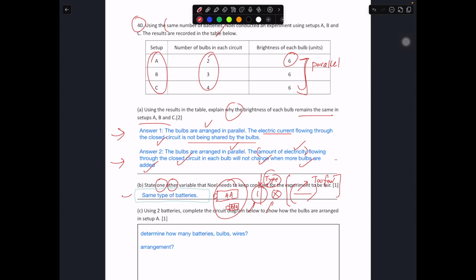So the straightforward answer is same type of battery. Same type of battery, it must be the same so that you will ensure that it is a fair test, because you don't want the power in the battery to affect the brightness in any way.